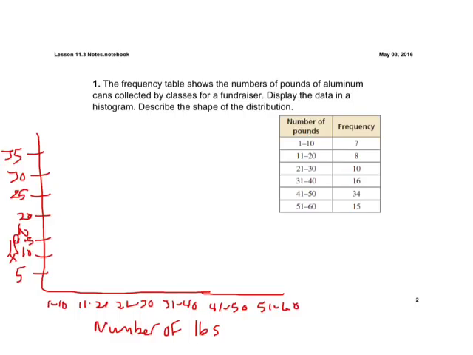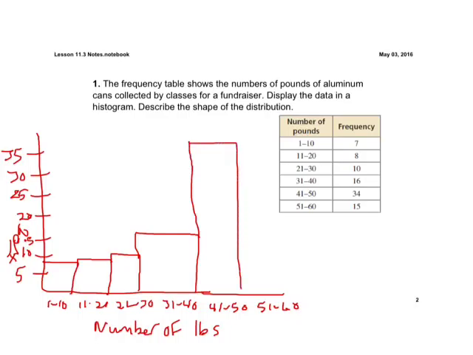Now we're going to make our bars. From 1 to 10 pounds, our frequency is about 7. So we're going to be about here. From 11 to 20, we're at about 8, so a little higher there. And then we're up to 10. And then from 31 to 40, we're up to 16. Ooh, bigger bar there. From 41 to 50, we're all the way up to 34, so way up here. And then from 51 to 60, we're back down to 15.